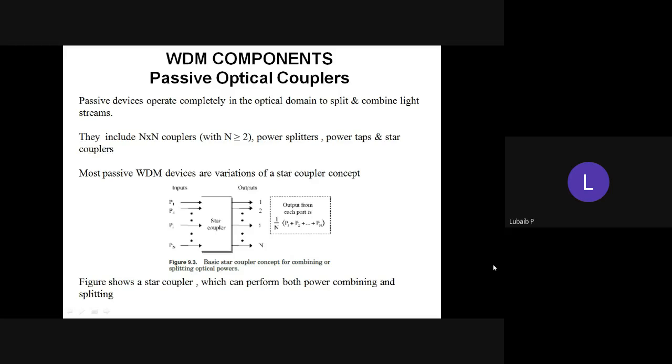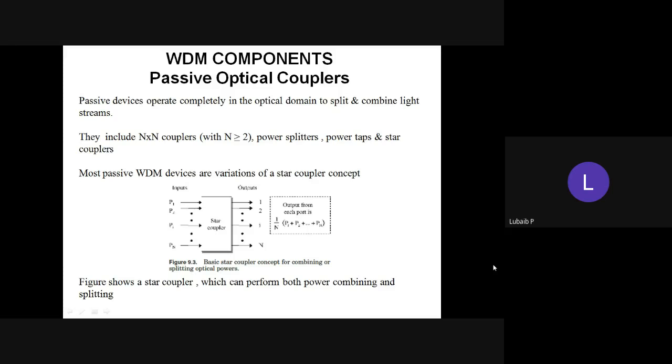The star coupler concept is explained here. We will discuss this in detail in the next session. Now, please go through this diagram. It shows the basic star coupler concept of combining or splitting optical power. The inputs are different signals with different powers P1, P2, up to Pn. After the star coupling, we get many output signals. The output from each port is equal to 1 by n of P1 plus P2 plus etc. up to Pn. So it can perform both power combining and splitting.